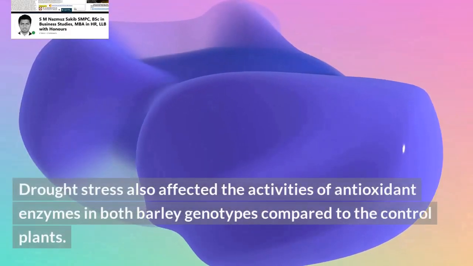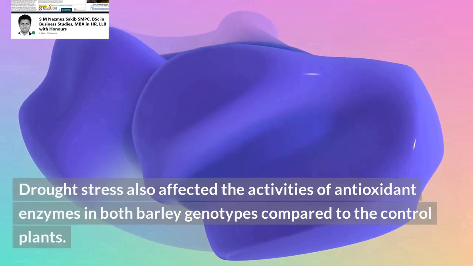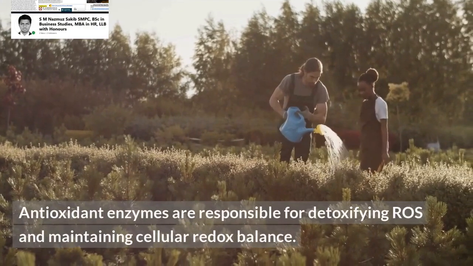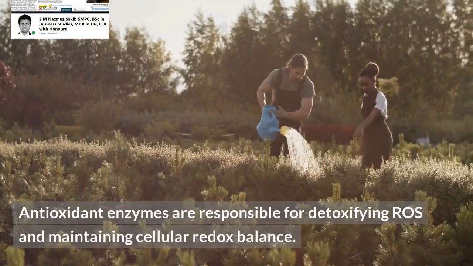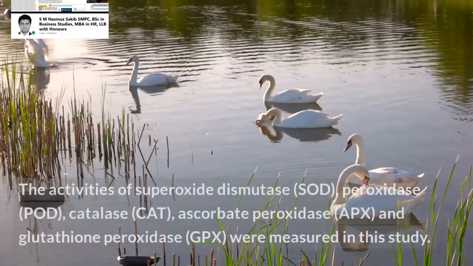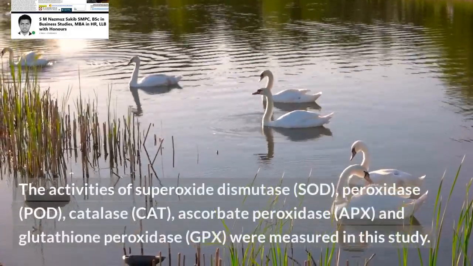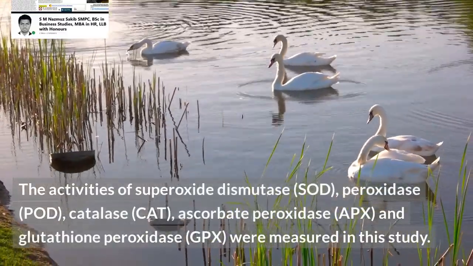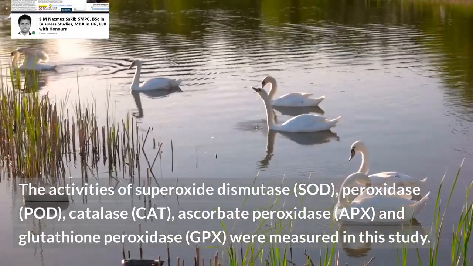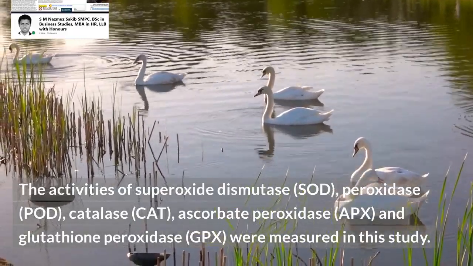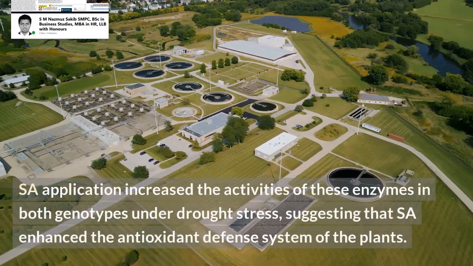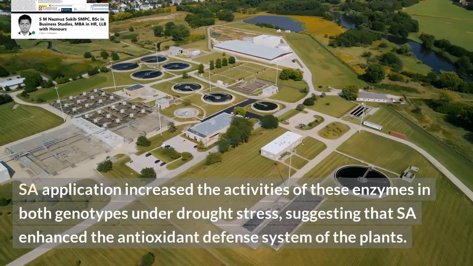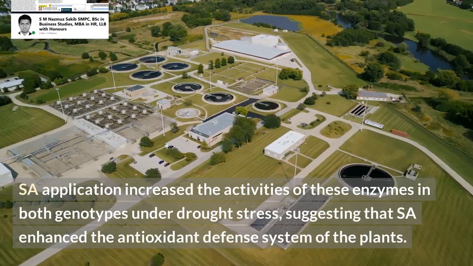Drought stress also affected the activities of antioxidant enzymes in both barley genotypes compared to the control plants. Antioxidant enzymes are responsible for detoxifying ROS and maintaining cellular redox balance. The activities of superoxide dismutase, SOD, peroxidase, POD, catalase, CAT, ascorbate peroxidase, APX, and glutathione peroxidase, GPX, were measured in this study. SA application increased the activities of these enzymes in both genotypes under drought stress, suggesting that SA enhanced the antioxidant defense system of the plants.